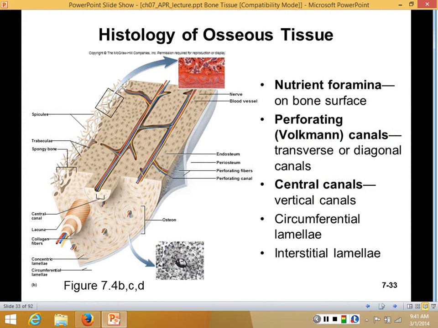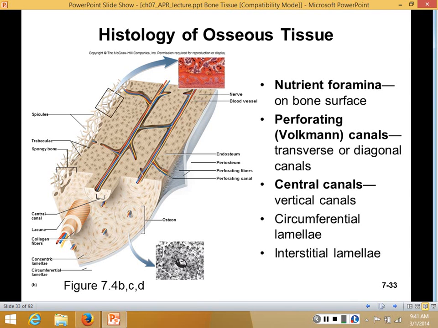Nutrient foramina. It's just a little hole in the bone. A foramen, when you see foramina, F-O-R-A-M-I-N-A, that's just really a hole in the bone where nerves and blood vessels actually travel through. The perforating canal right here, which is also called the Volkmann's canal, is going to intersect or bisect with the central canal. This is where you have your nerves, your arteries, and your blood vessels going on there.